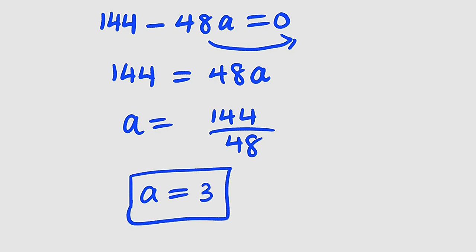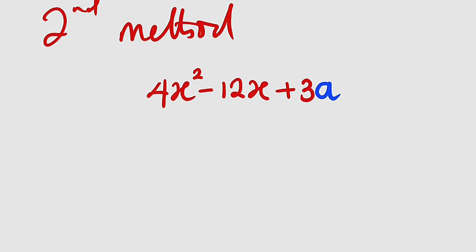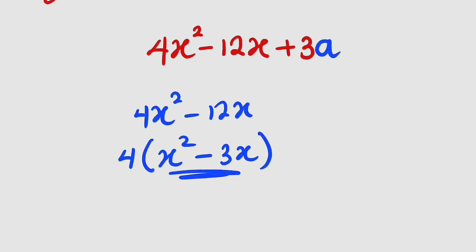All right, the second method. In the second method, I'm going to make 4x squared minus 12x, the first two terms, a perfect squared quadratic expression. So let me bring it down here. We have 4x squared minus 12x. To do that, let me factor out the leading coefficient because I don't want it here. So we have 4, and inside we have x squared minus, the whole of this divided by 4, which gives us 3x. So how can we make this one a perfect square?